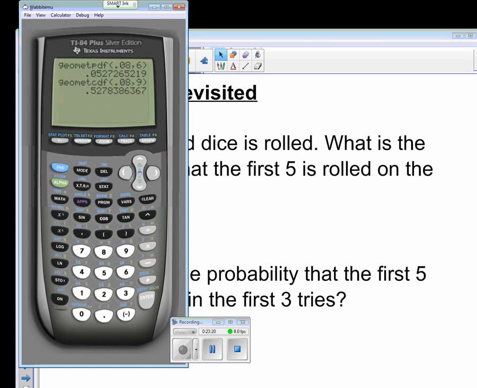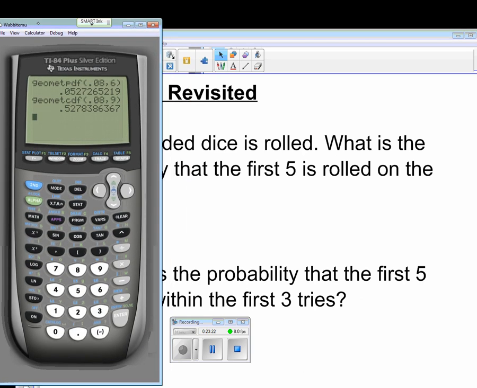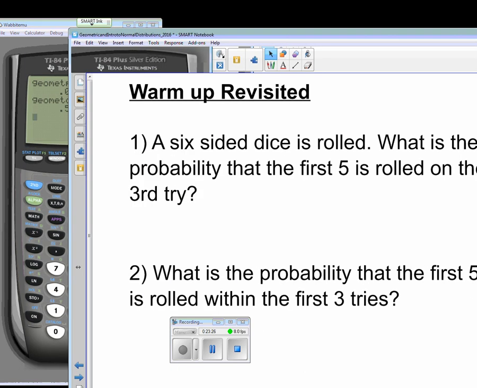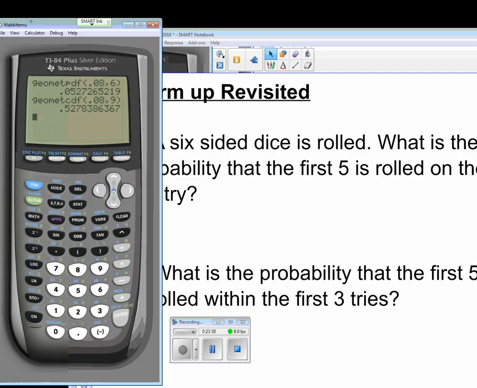A 6-sided dice is rolled. We're looking at that first one. What is the probability the first 5 is rolled on the 3rd try? Is it a PDF or a CDF situation? PDF, exactly on the 3rd one. So we're going to go to the distribution, to PDF. What's the probability of success from the warm-up? 1 out of 6, so 1 divided by 6.